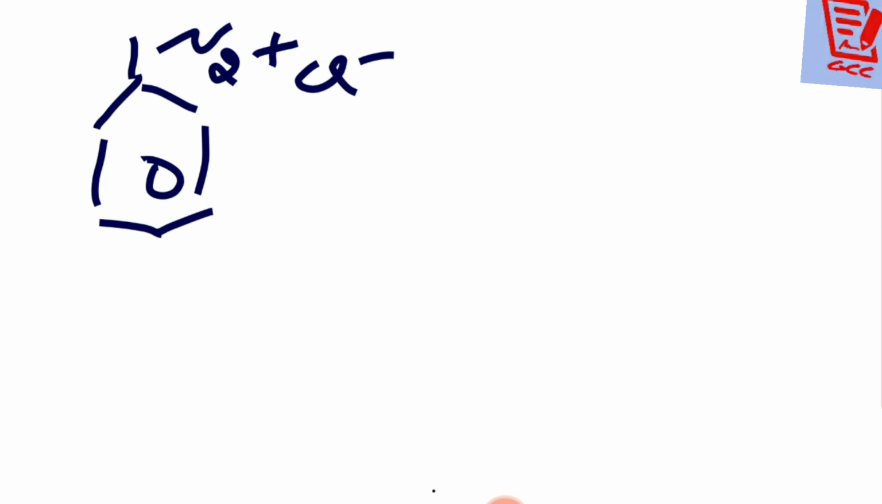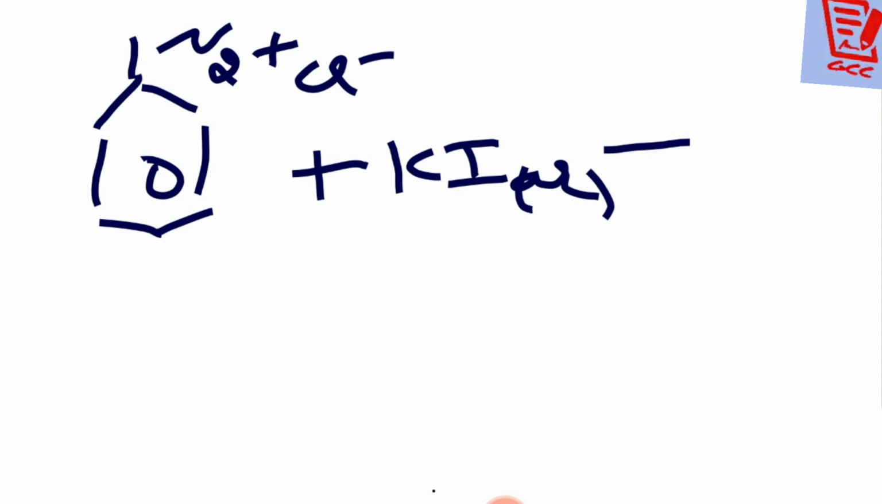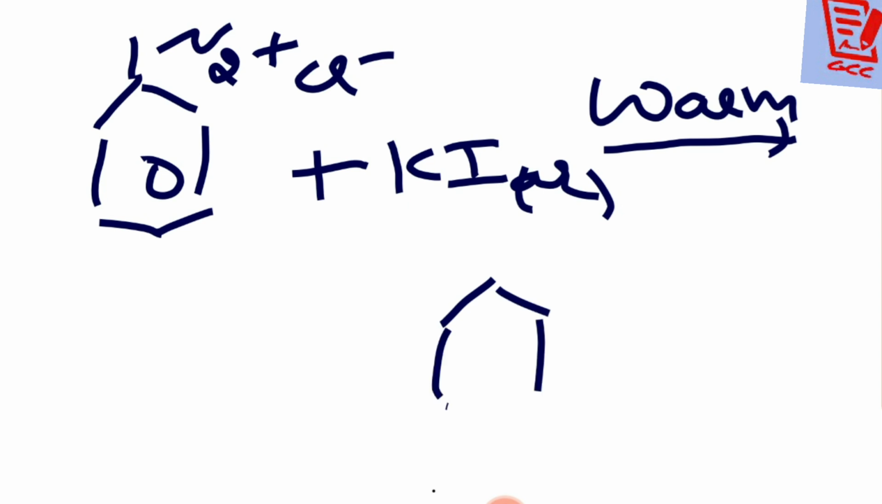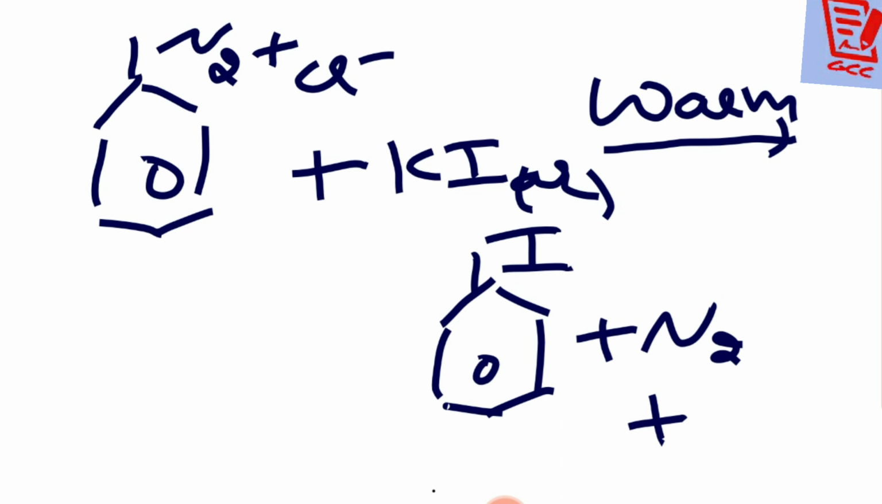For the iodoarene, what to do there, you just see: N2+ Cl- plus KI aqueous. We are warming the solution, and what we are getting over there is iodobenzene. Iodobenzene plus N2 plus KCl. Clear? Just remember, beta, K positive and I negative. That is why KCl will be separated, and what we are getting there is iodobenzene.